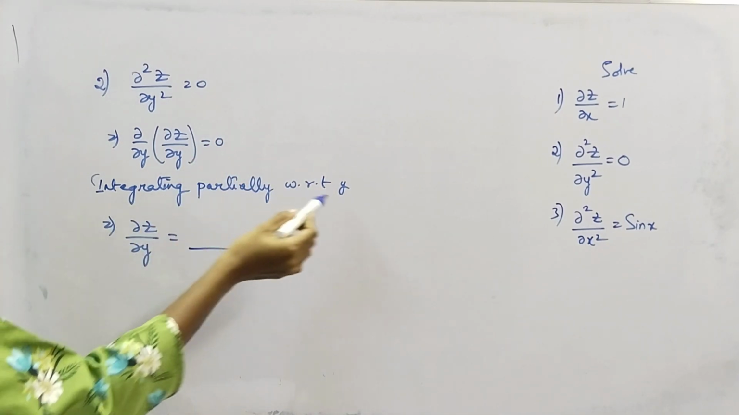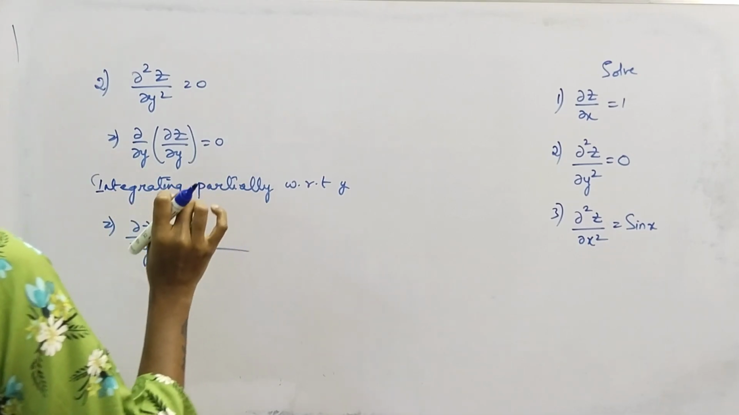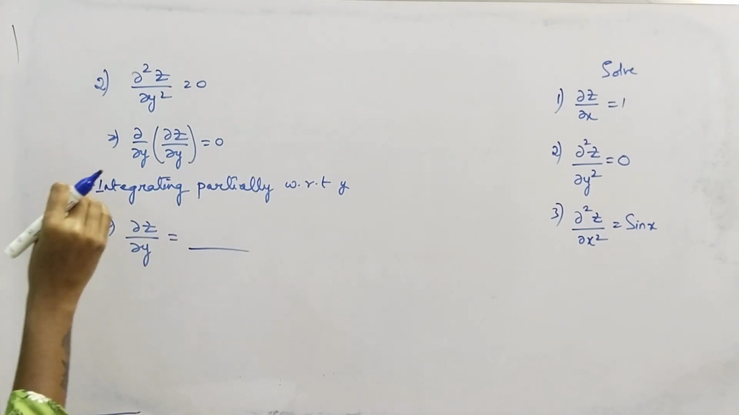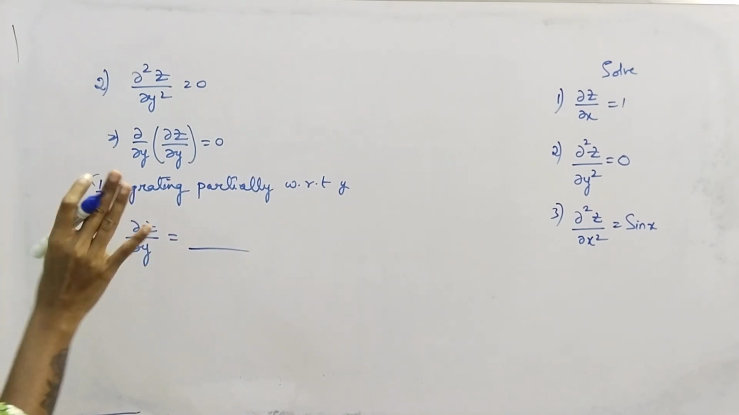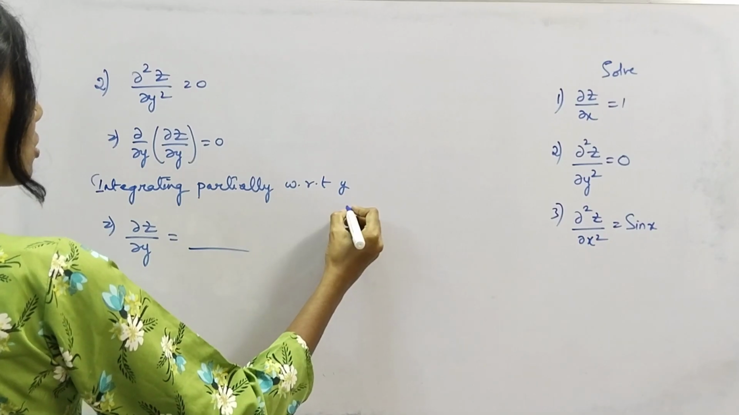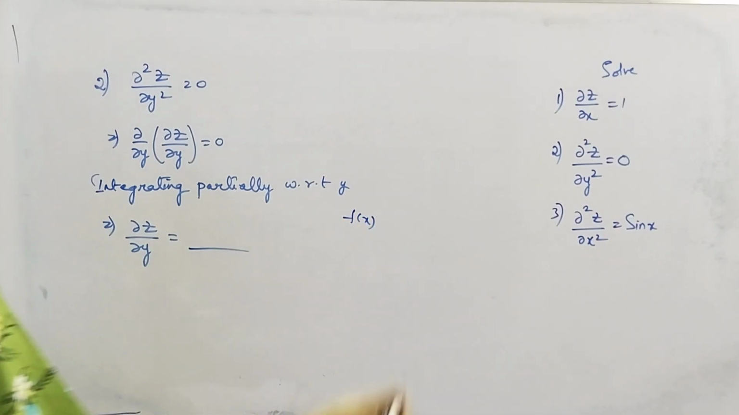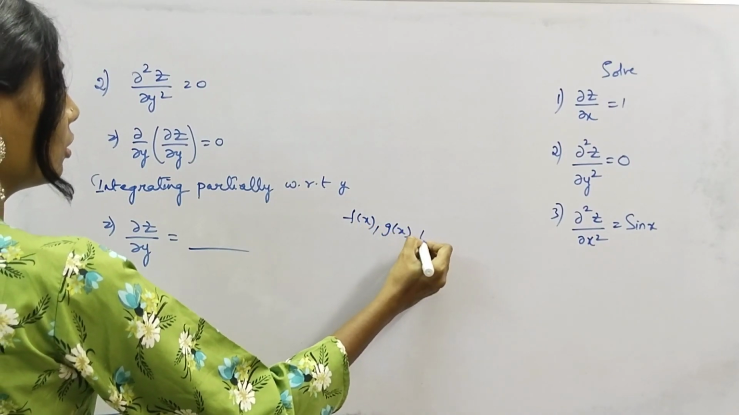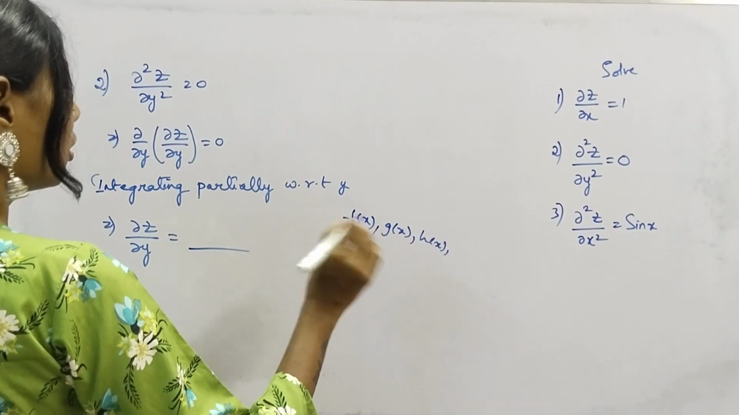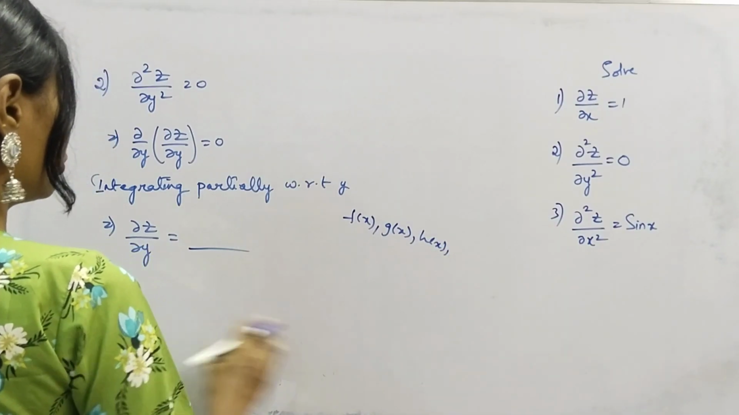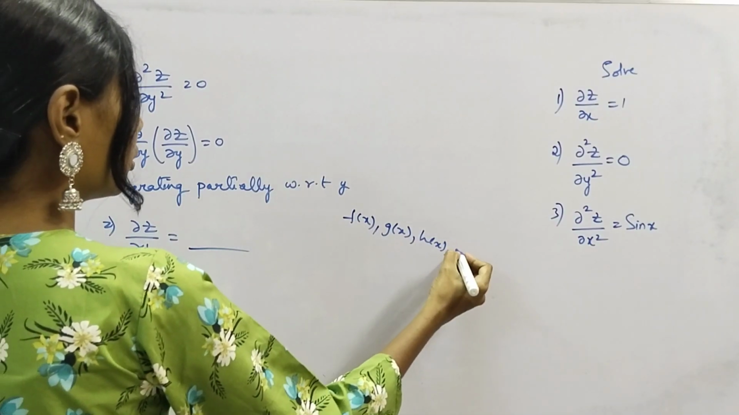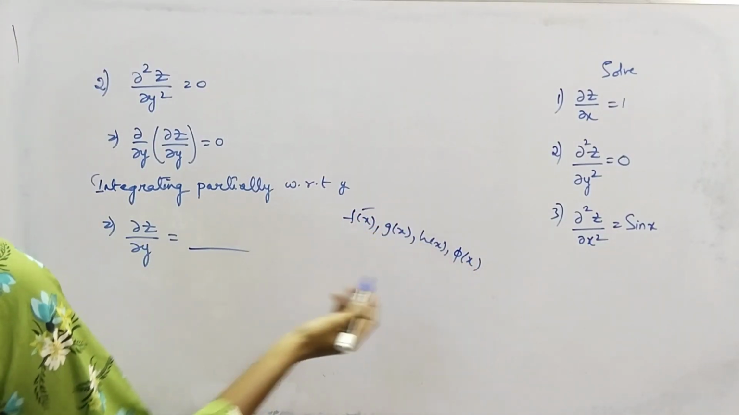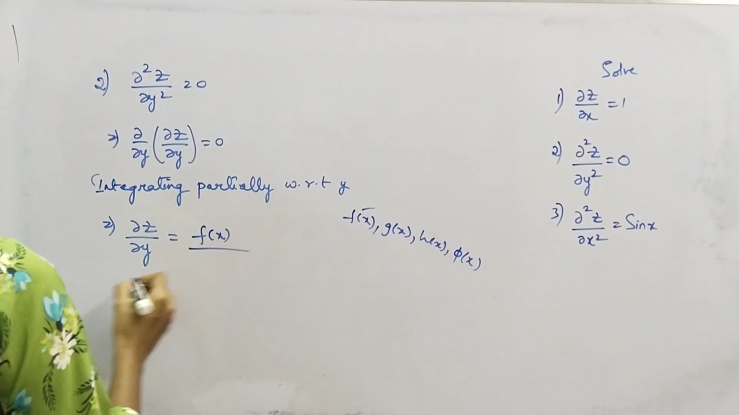We are integrating partially with respect to y, so we'll get a constant of integration which is in terms of a function of x. Let's take it as f of x or g of x or h of x or phi of x, whatever. You can take any of these. The thing is, we should not repeat the same constant whenever we do integration. Fine. Now let's take f of x as our integral constant.